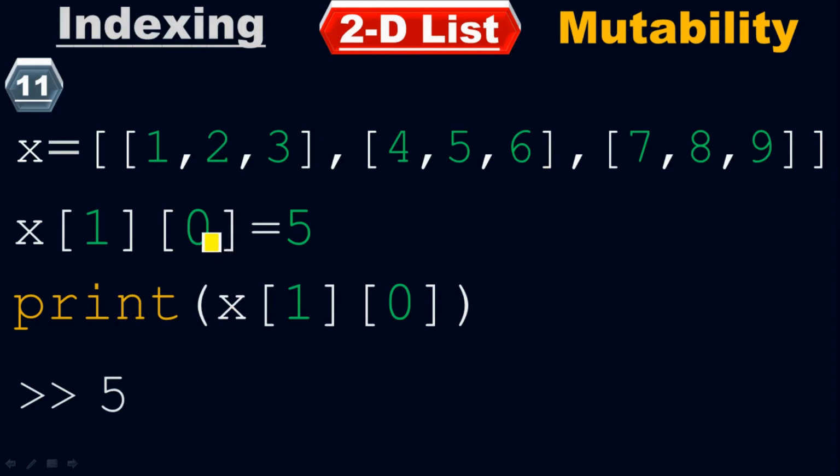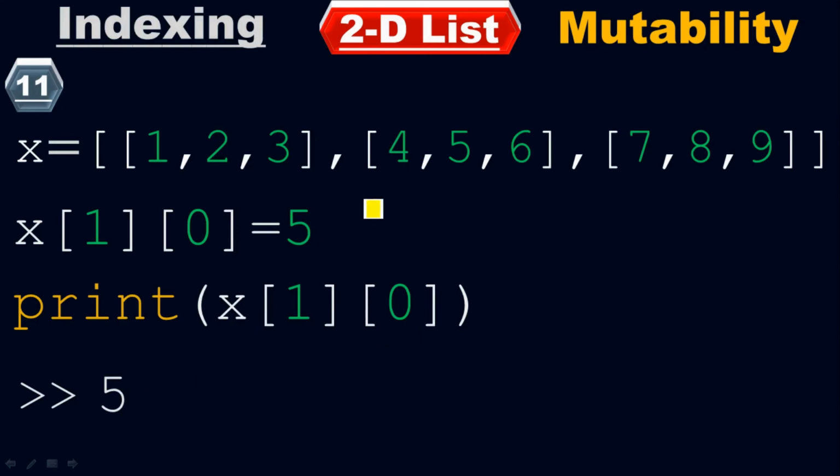At the second index number, we can access the sub-item here of this list. So at index 0 we have this 4. Now if I make it equal to 5, it means that I have replaced this 4 by the 5. Now my new number will be 5, not 4, because it has been replaced by 5. When you take the print of x of 1 of 0, you will get 5 in the output.